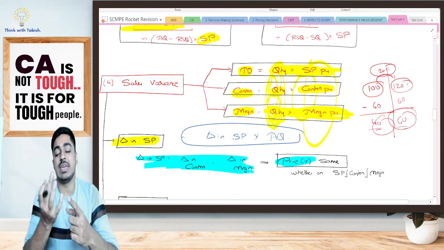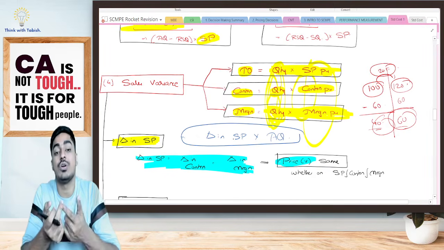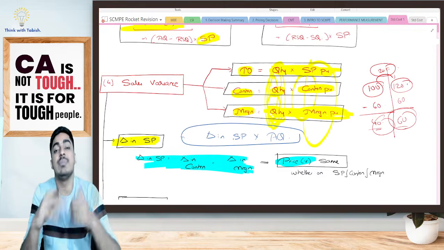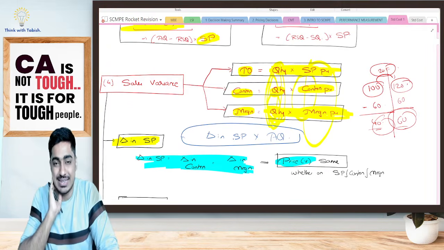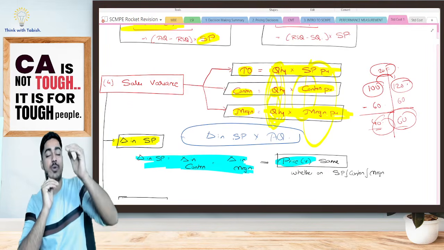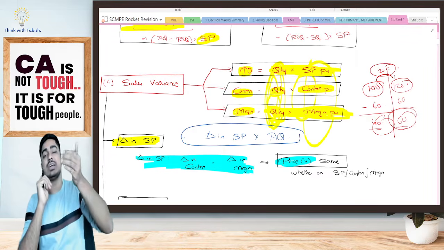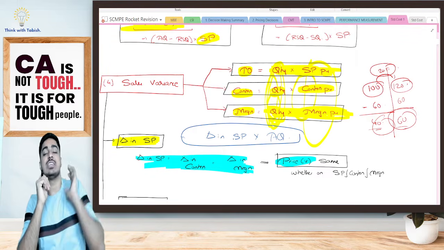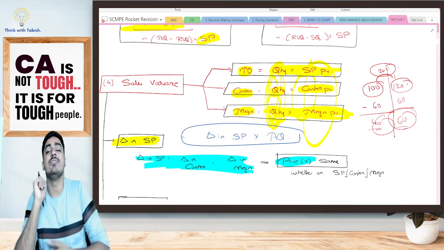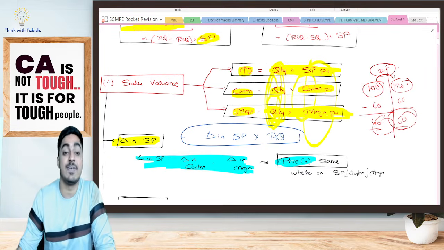I will use the same formula, difference in selling price into actual quantity, whether the question asks me to calculate the variance using turnover, contribution, or margin, because in all three my answer is going to be the same. Is it clear? If I increase my selling price by 20 rupees, my contribution will increase by 20 rupees, and my margin will increase by 20 rupees. So basically all three variances will be the same. Is it clear, everyone?